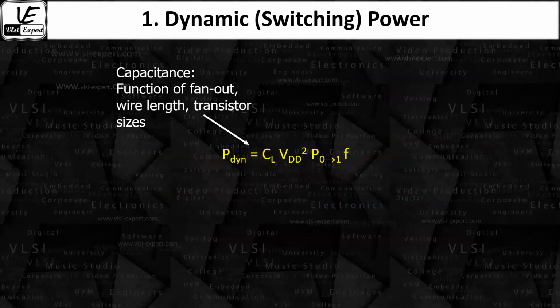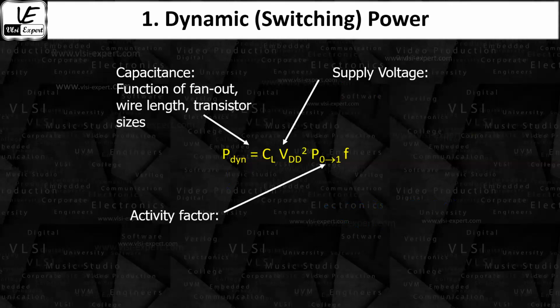Now, when I say dynamic power, how can it be shown with a formula? Dynamic power dissipation is a function of the load capacitance, the square of the supply voltage, and the activity factor. Here, activity factor means the switching of the inputs from 0 to 1 or 1 to 0. And F shows the clock frequency. These are the basic parameters of dynamic power.